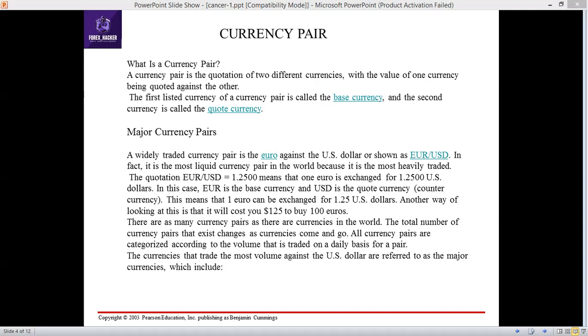So now listen, the quotation euro US dollar equals 1.2500. So this actually means that 1 euro is exchanged for 1.2500 US dollars. Let me explain to you. Let me move to somewhere here.